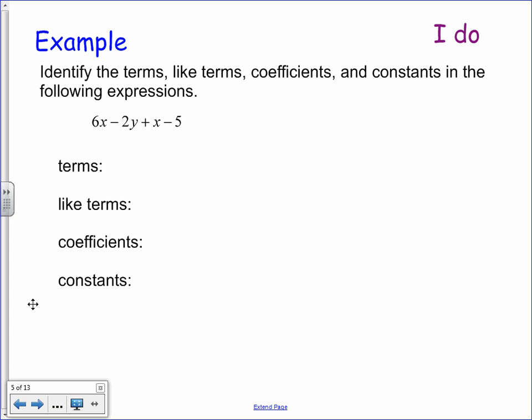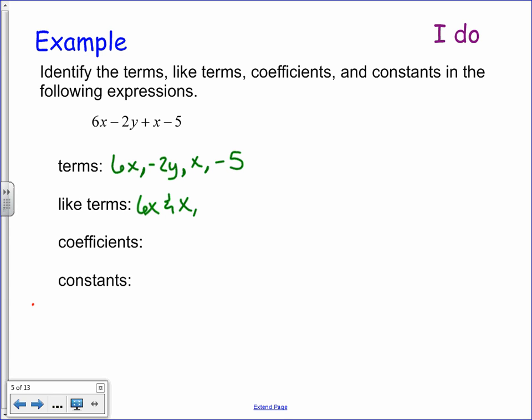Okay. So our terms. Remember what a term is: it's anything being split between addition and subtraction. So we're just going to list off our terms: 6x, comma, negative 2y, comma, x, comma, negative 5. Notice I'm not putting in the addition or subtraction marks between them, but a comma to separate them. And then we've got our like terms, so we want to put our variables together that are alike. So we have 6x and x are one like term, and that's the only like term we have in here.